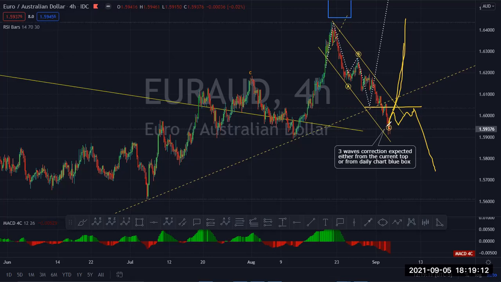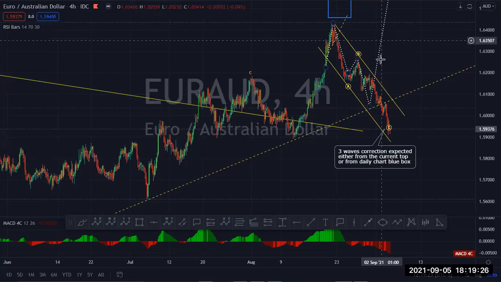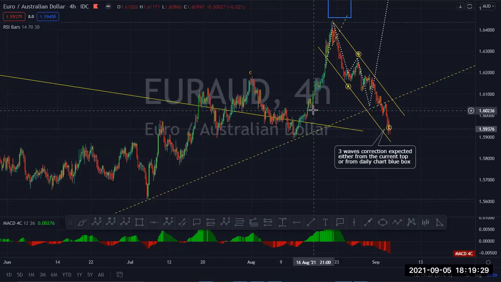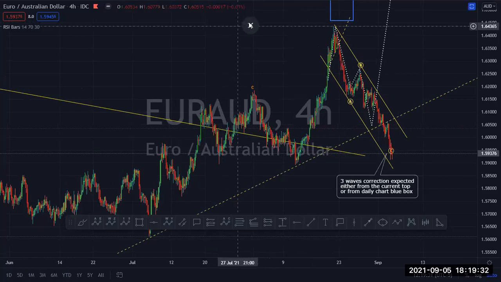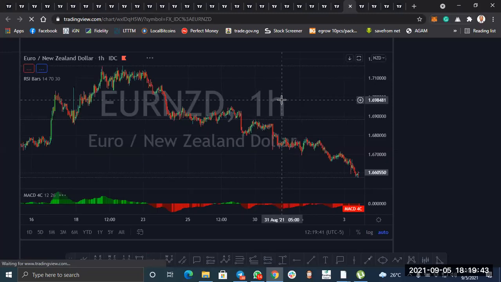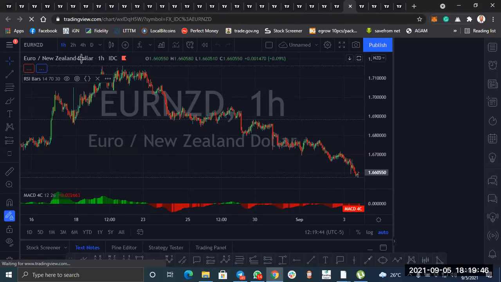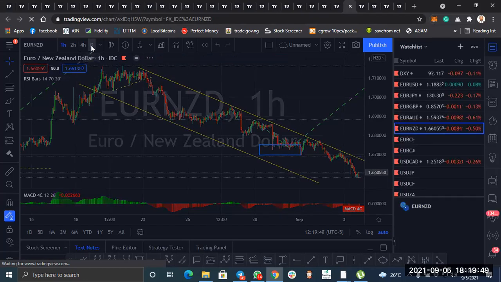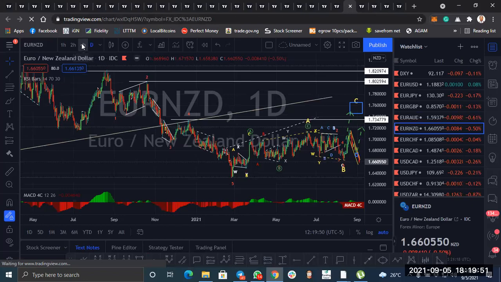There is more that I will tell you about this, but I cannot explain it here because I cannot be giving lectures here. So if you want to learn how to monitor this type of move, you join our class, okay? So let's go to Euro CHF. What's this? Okay, Euro New Zealand. Let's check the daily chart. Okay, let's go to 4 hours.